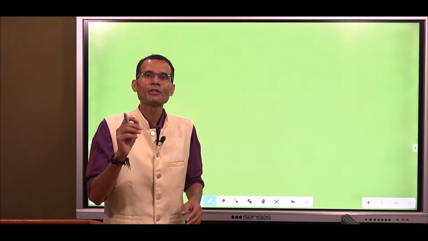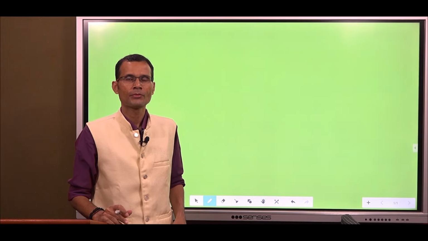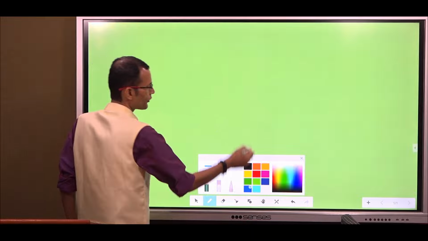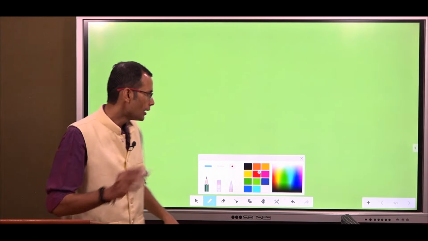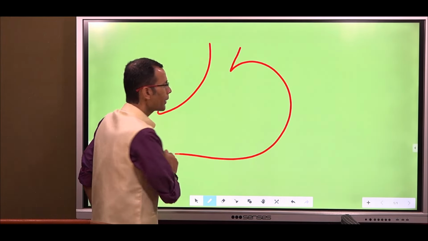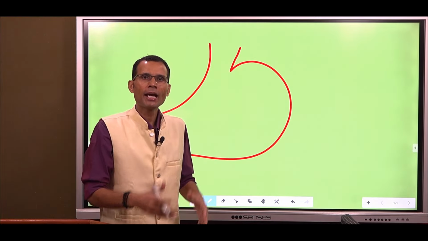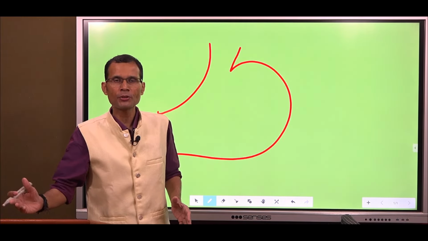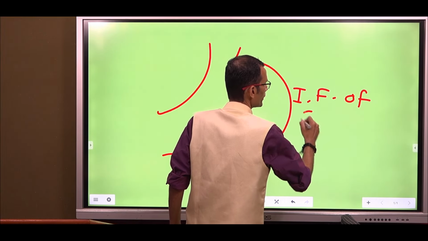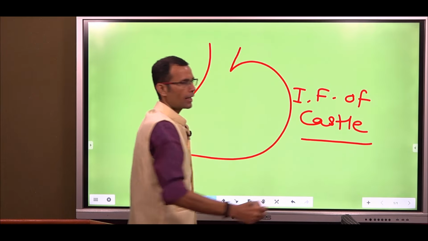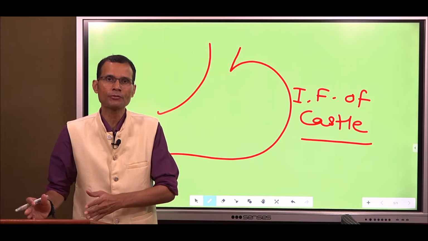Okay, stomach is not essential to life except for its one function. Yes, you got it right. The function that is essential to life is intrinsic factor of Castle. Look, stomach performs many functions, motor functions, secretory functions. Even in the absence of all those functions, the life could have continued, but for this one function, intrinsic factor of Castle. This is secreted by the parietal cells and this is required for absorption of dietary vitamin B12.